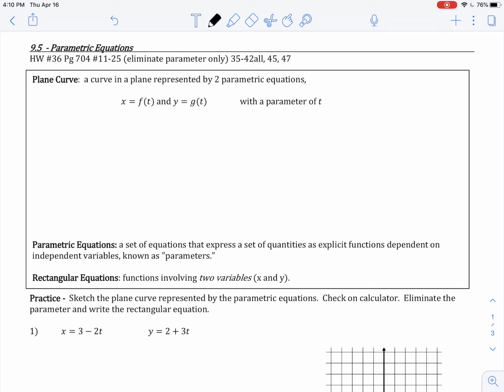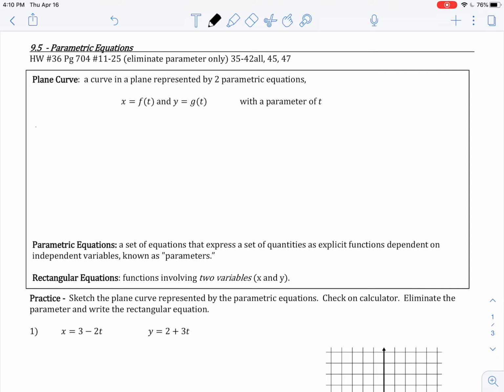So up until now, we have worked primarily with graphs of rectangular equations, or functions that involve two variables, x and y, specifically y being a function of x, although we have worked the other way around. So let me give a quick example of something like that.